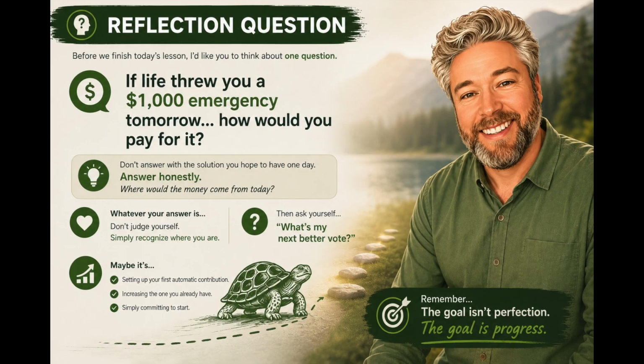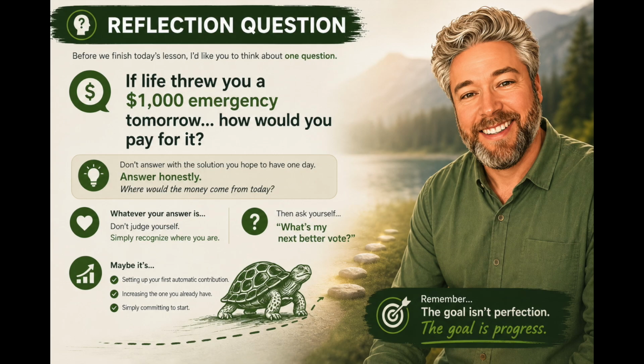So I want to leave you with a reflection question. Before we finish today's lesson, I'd like you to think about one question. If life threw you a $1,000 emergency tomorrow, how would you pay for it? Don't answer with the solution you hope to have one day. Answer honestly. Where would this money come from today? Whatever your answer is, sit with it. Don't judge yourself. Just simply recognize where you are. Then ask yourself, what's my next better vote?